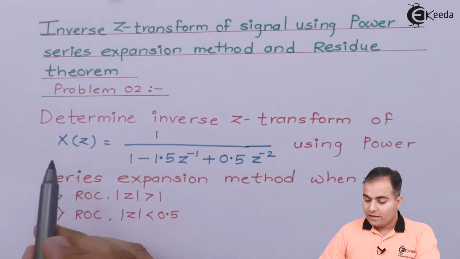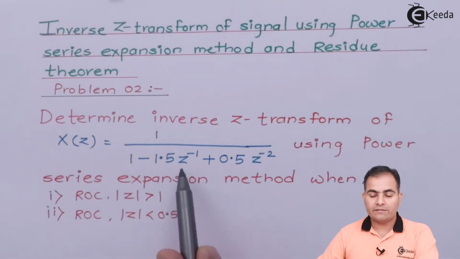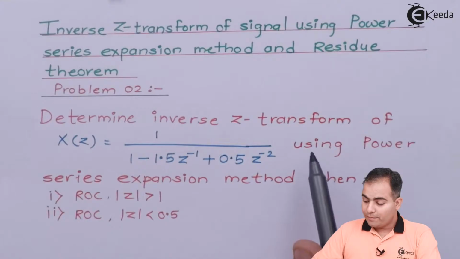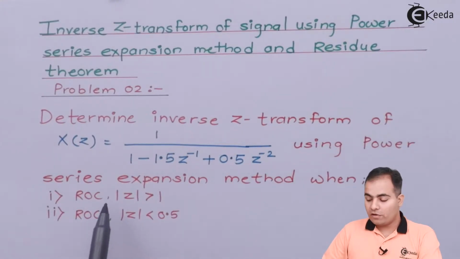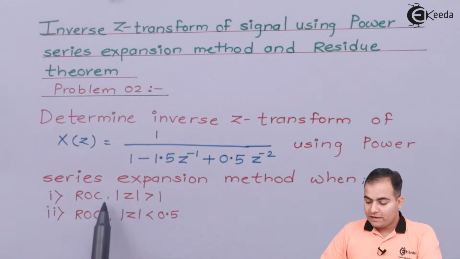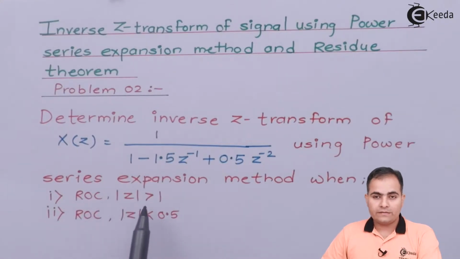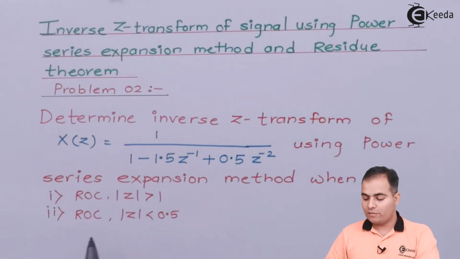Problem number 2. Determine inverse z transform of a function X of z is given 1 upon 1 minus 0.5 z inverse plus 0.5 z to the power minus 2, using a power series expansion method. Here, first ROC is given where mod z is greater than 1, and the second ROC is mod z is less than 0.5, which means in first part we have to calculate amplitudes for positive time sequence. In second part we have to calculate the amplitudes for negative time sequence, that is for non-causal time sequence. So we will calculate first of all amplitude for positive or causal time sequence, and then later on we'll move on to part 2.